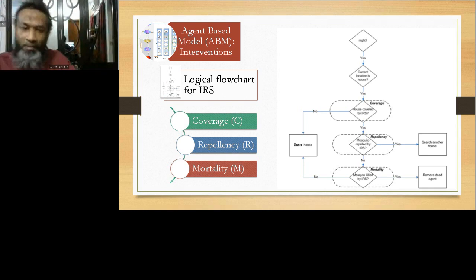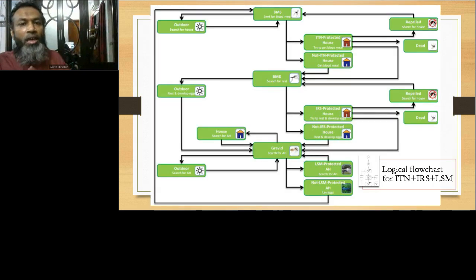So it has had a blood meal, then it is probably waiting in our home at a corner of the wall and so on, or it has gone out. So this is a very simple logical flowchart that can easily be understood. And in the next slide, I'm going to show you these three interventions in a combined manner. And the concept is the same. As I was mentioning, there are three stages. ITN will work at BMS, blood meal seeking. IRS will work at BMD, blood meal digestion. And LSM will work at the gravid stage when it is going to lay eggs.